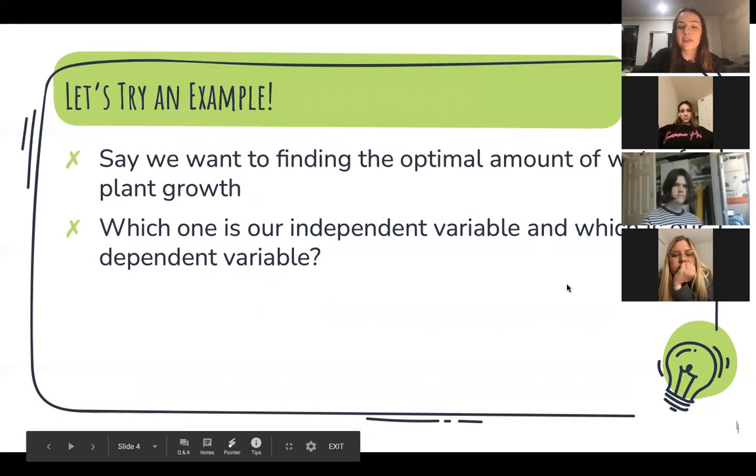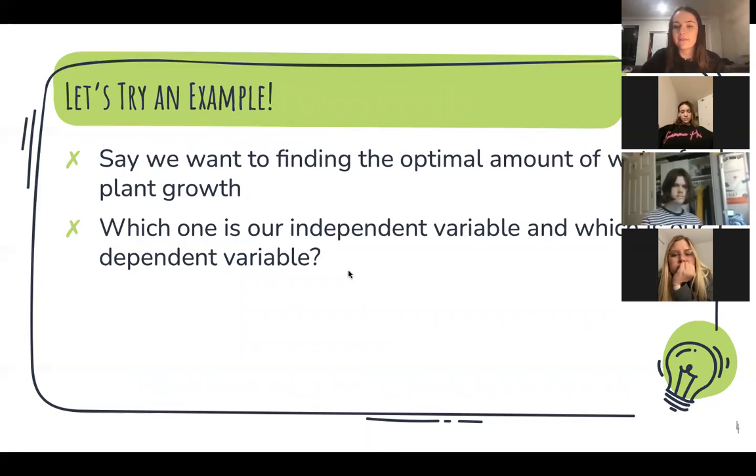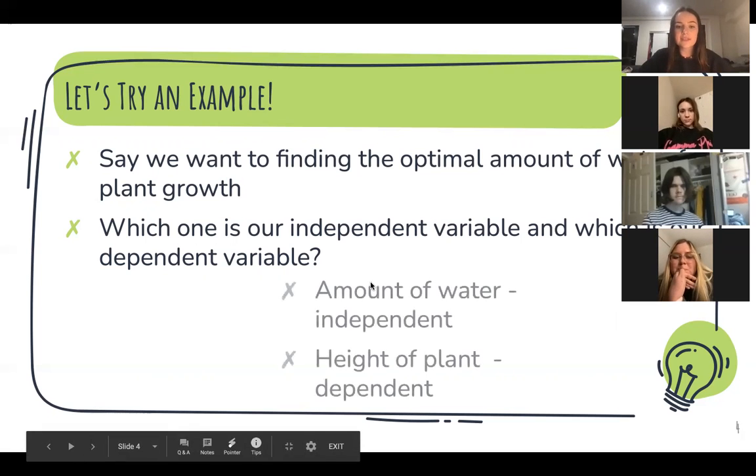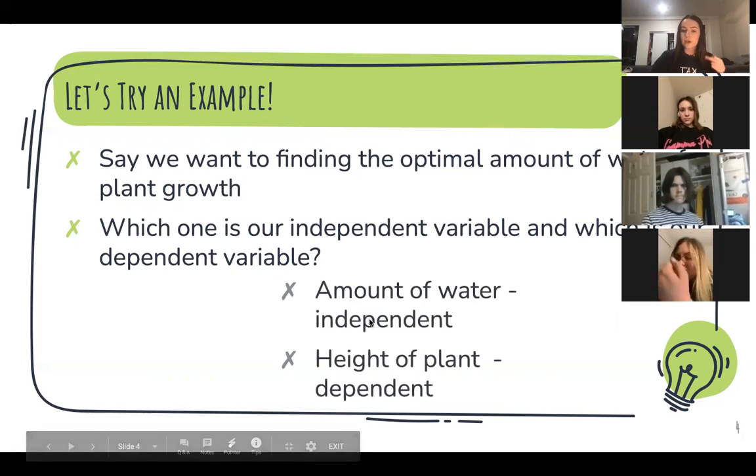So let's say we want to find the optimal amount of water for plant growth. Which one do you guys think our independent variable is, and which one do you think is the dependent variable? Independent is plant growth. We think our independent is our plant growth. We think that's what we change. What about, does anybody else want to weigh in on that? Oh yeah, the water. Yeah, like you said, you got them a little switch up, but that's okay. That's why we do these examples. So we can see the amount of water is our independent and the height of the plant is our dependent.